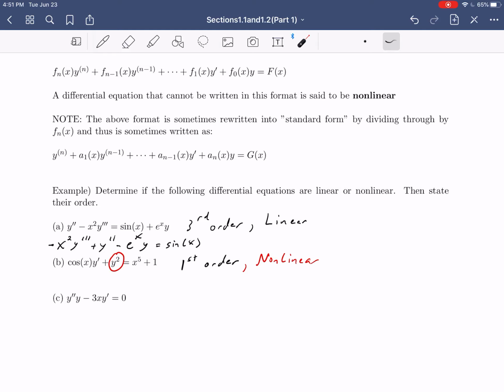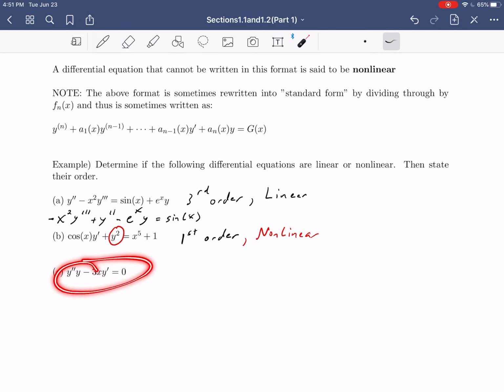If you want to, on your own, you can try to play around and see if you can write this into this format. You will be unable to because you'll always be stuck with that y squared, which does not fit that form there. All right, finally, we've got this guy, part C here. We've got y double prime times y minus 3xy prime equals 0.